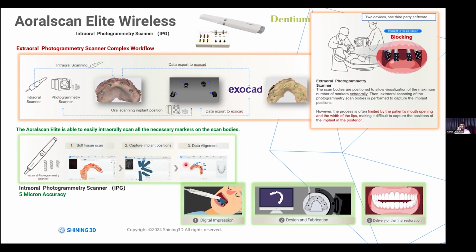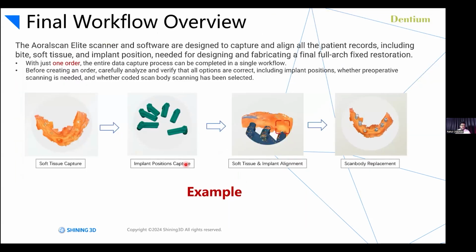Let's see the workflow. The first step is to scan the soft tissue with the scanner. Then this is the high coded accuracy scan body, which comes along with our software and scanner. You need to scan it. Then in the software only, you can align the coded scan body and the soft tissue. And the last step is to replace this high coded scan body with the particular implant. I'll show you one video.